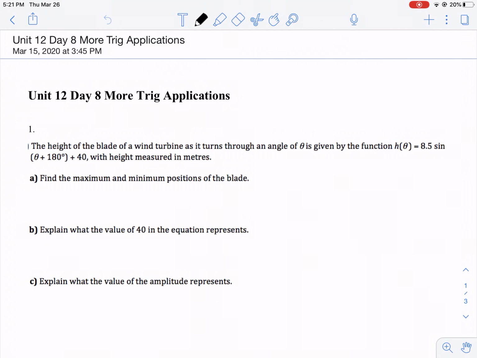Okay, this is the last of the new lessons for Unit 12. This is Unit 12, Day 8, more trig applications.